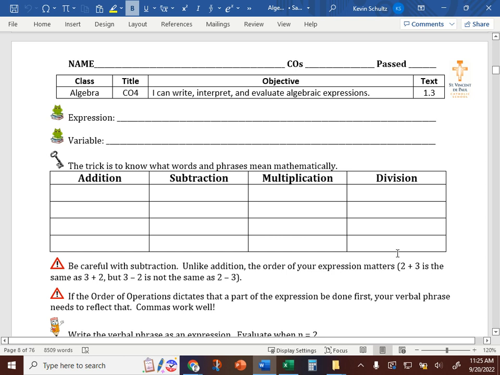Going over CO4 today, which is a review of an objective we had last year.